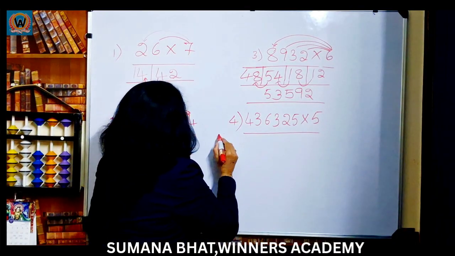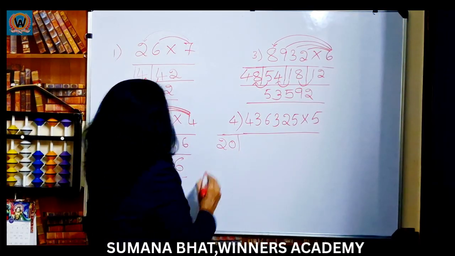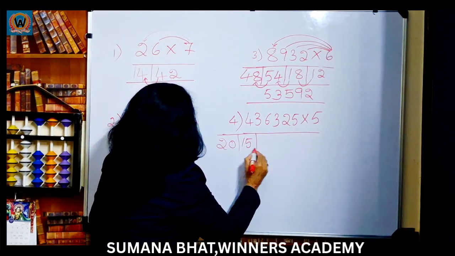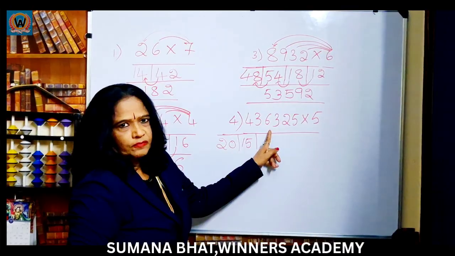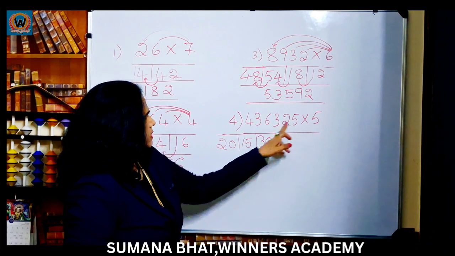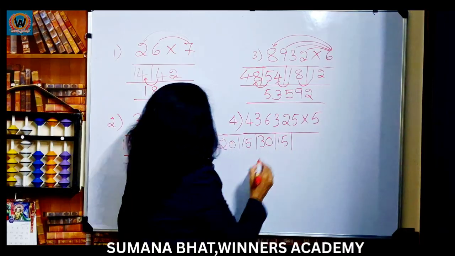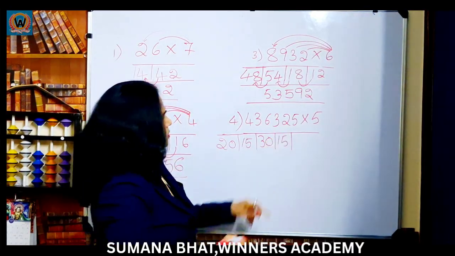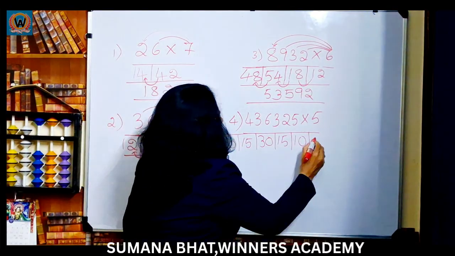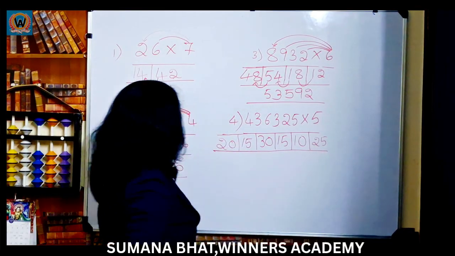5 into 4. I will write from here. 5 4s are 20. Draw a line. Okay. 5 into 3. 5 3s are 15. Draw a line. Next number. 5 into 6. 5 6s are 30. Draw a line. Next number. 5 into 3. That is 15. Draw a line. Then the next number is 2. 5 2s are 10. And for the last number, 5 5s are 25.